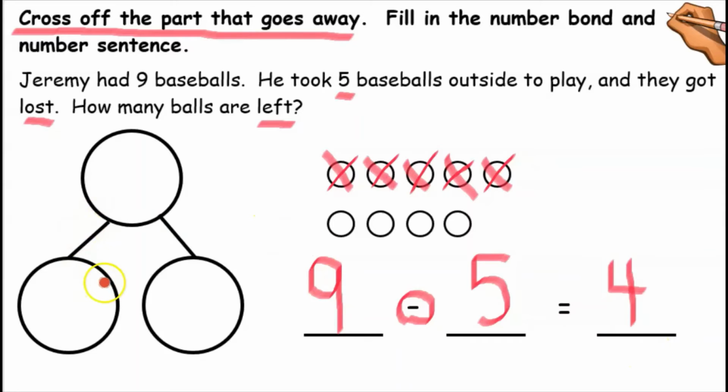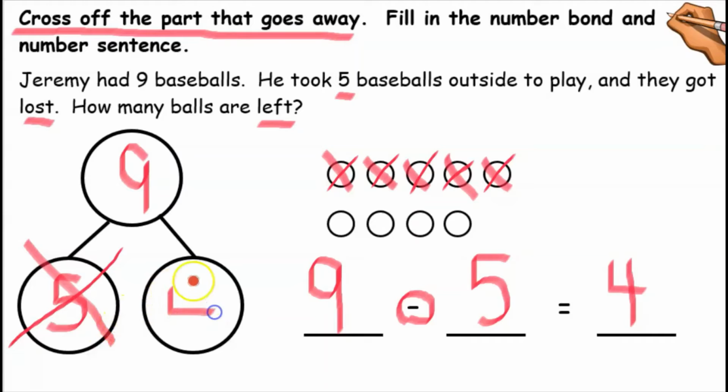Now let's jump over to our number bond. We're going to start with the whole. This is the whole because we know the 2 lines are going to the 2 parts. 9 minus 5. He lost those 5 baseballs, so we're going to immediately cross that out, and he had 4 left. 9 minus 5 equals 4.